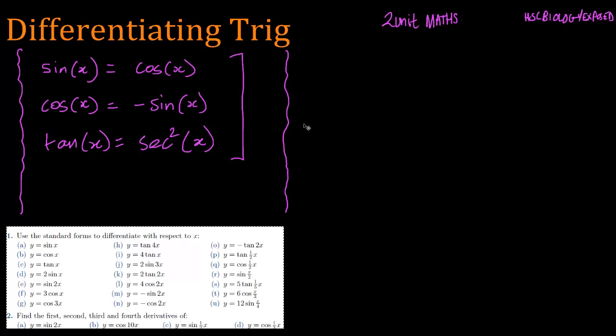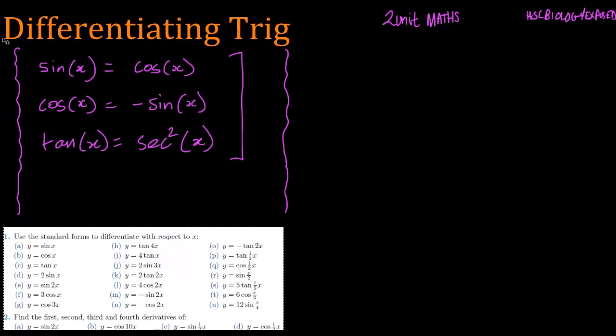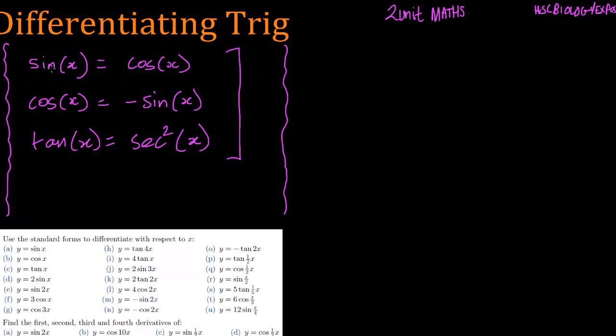Hey everyone, today I'm going to be talking about differentiating trig. Trig really requires just a little bit of memorizing and then just applying it all together. First off, I'll be showing you these three identities here. As you can see, I have sin x goes to cos x, cos x goes to negative sin x, and tan x goes to sec squared x. So these are the things that happen when you differentiate trig.